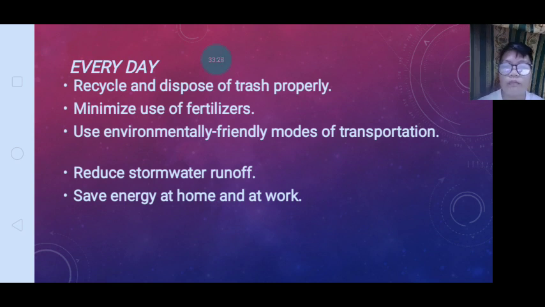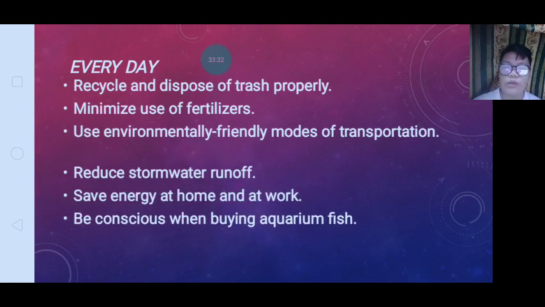And be conscious when buying aquarium fish. Avoid purchasing living coral, and if you buy a marine aquarium fish, make sure that it has been collected in a sustainable manner. And next, spread the word.